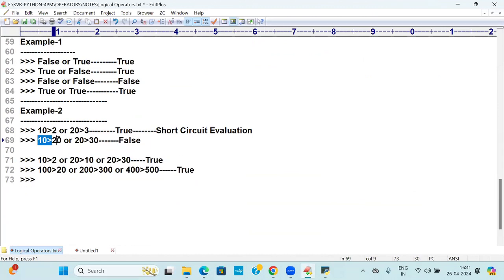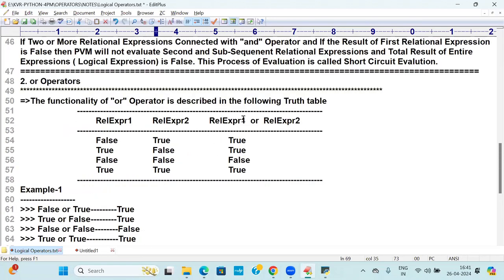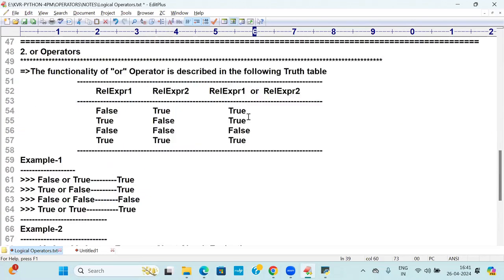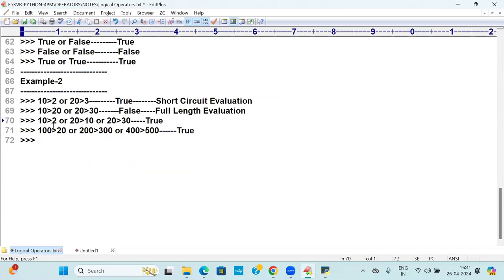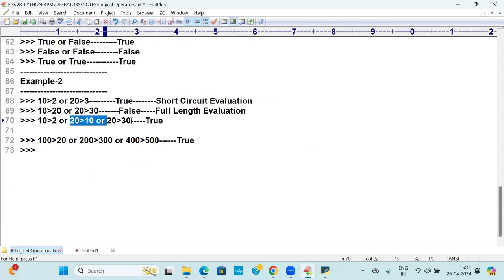Come on, start. 10 greater than 20. False. 20 greater than 30. False. This is known as what? Full length evaluation. Actually, this is not a big important thing. Next up, quickly. 10 greater than 2. True. Once the first one is true, rest of them are never evaluated. Simply it is called short circuit evaluation.